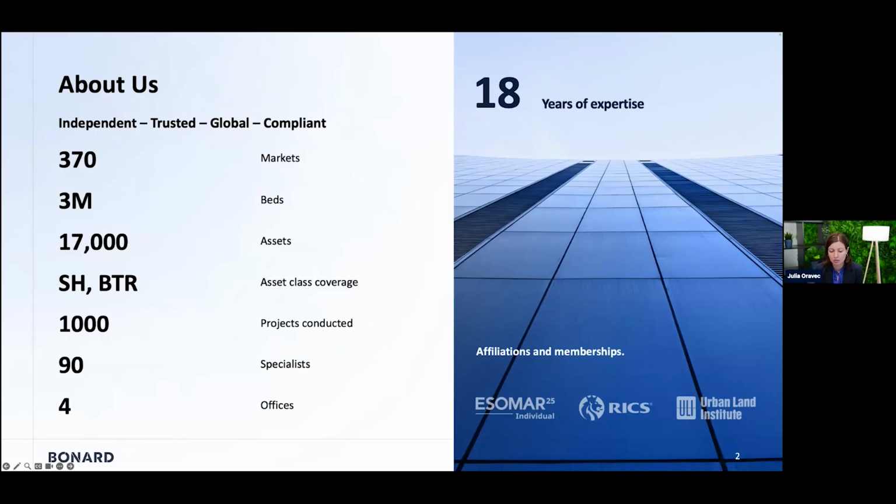There are 6 city markets that we cover there on an annual basis, and the data presented today would be all from that database. We have over 1,000 projects conducted. Our core is research and advisory. It's up to a 100-people team that we have across 4 offices, as I mentioned, globally.